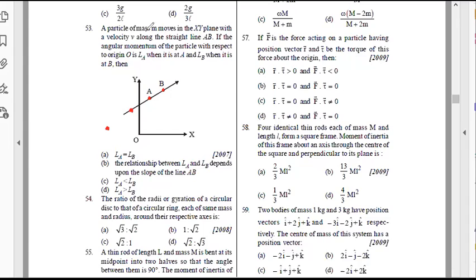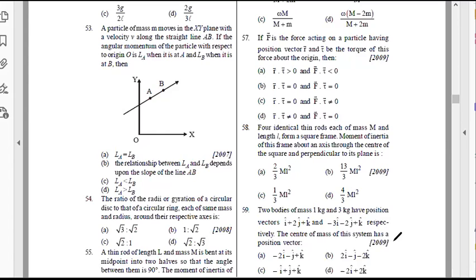Okay, and it is said that mass is same. Velocity is also same. Got it? So obviously it will be equal. Everyone got this? Okay, very good. Now 54 easy, right? Radius of gyration का ratio निकालना है.